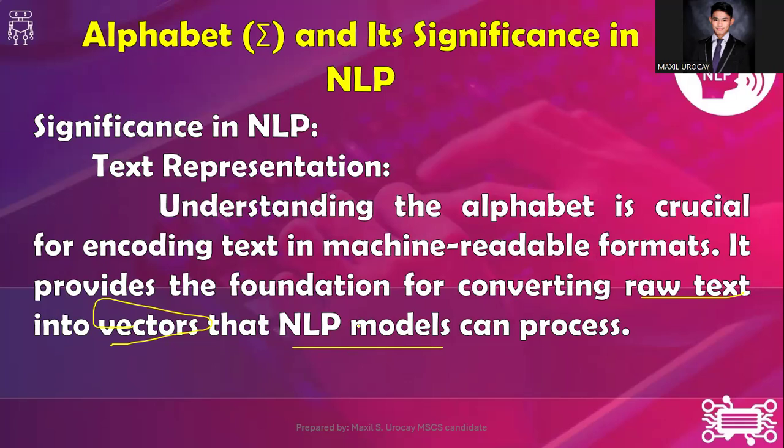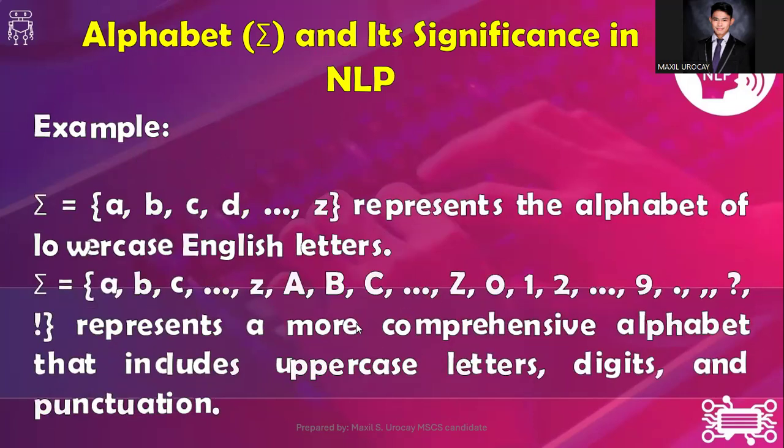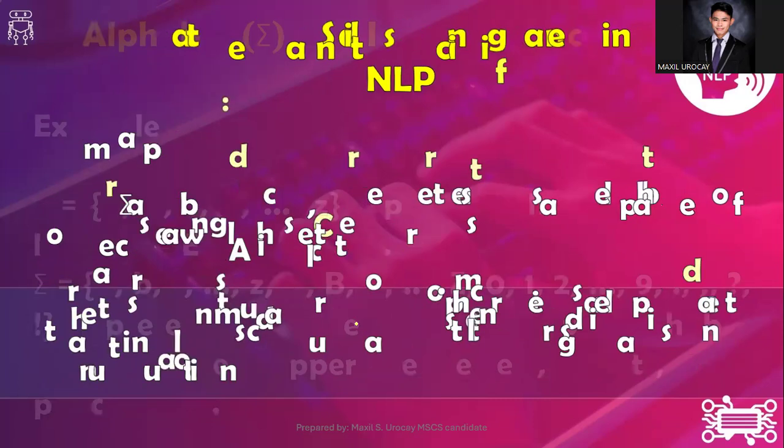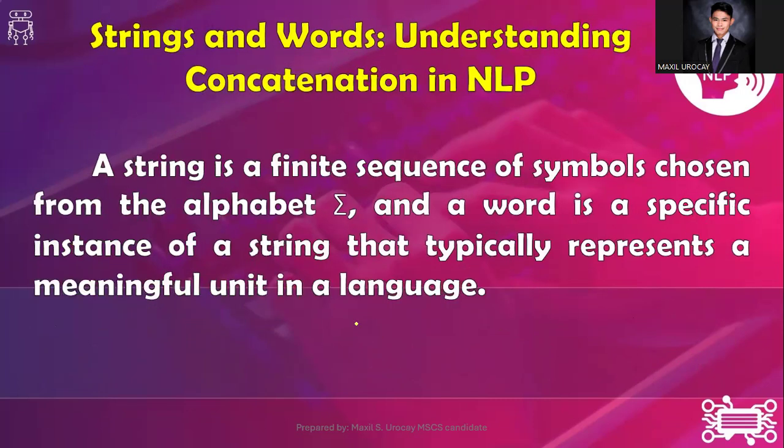So say for example, we have here the specific alphabet. We have the string of letters that represents the alphabet of lowercase English letters. We also do have a set of comprehensive alphabet that includes uppercase letters, digits, punctuations, and so on and so forth. So those are the alphabet. Now, we also have strings and words, and we're trying to understand what will be the importance of this.